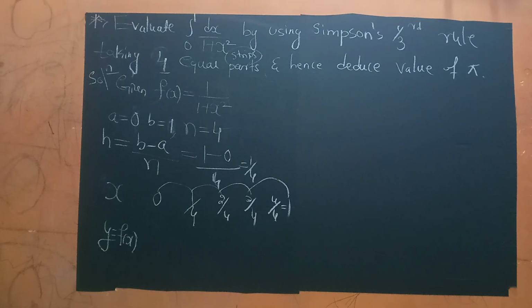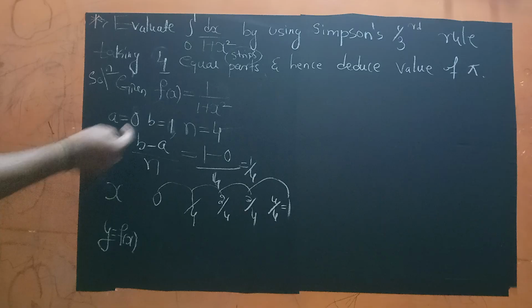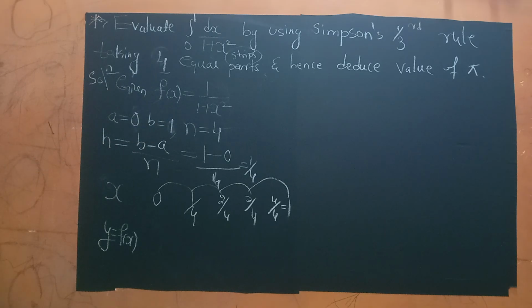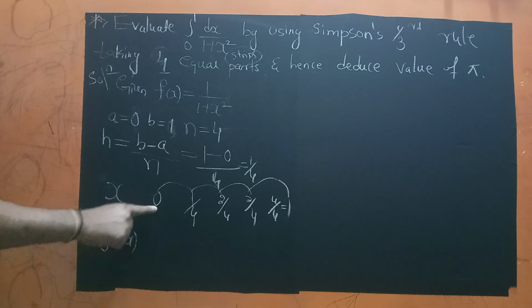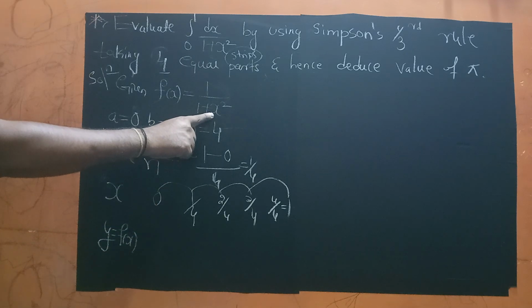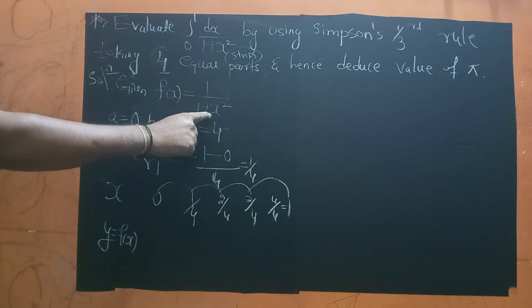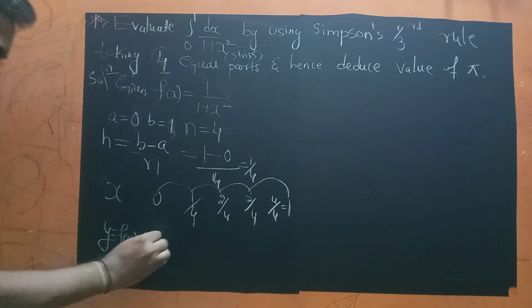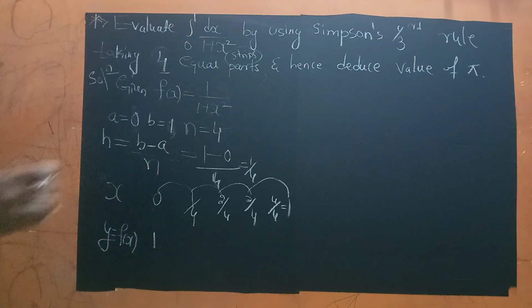Now the corresponding function values also we have to find out. How do we find them? We have f of x here, and we substitute all the x values in f of x, so we will get the corresponding y values. First, the x value is 0. If I replace 0 here, 1 plus 0 is 1, so 1 by 1 is 1. So the first value of y is 1.